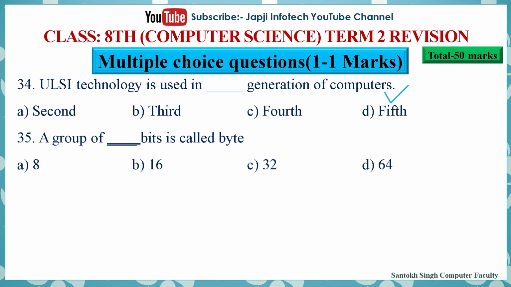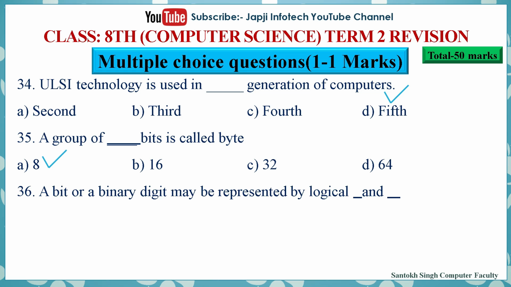And 35th one is: a group of dash bits is called a byte, and the options are 8, 16, 32, and the last one is 64. And the right answer is: a group of 8 bits is called a byte. And 36th one is: a bit or a binary digit may be represented by logical dash, and the options are 01, 00, 12, and the last one is 11. And the right answer is: a bit or a binary digit may be represented by logical 0 and 1.